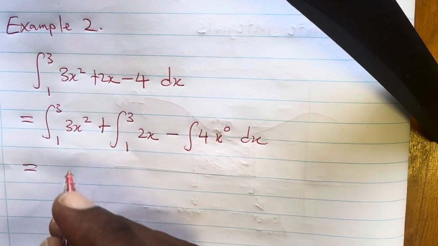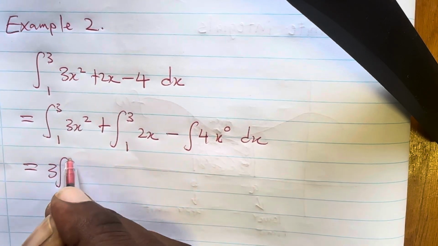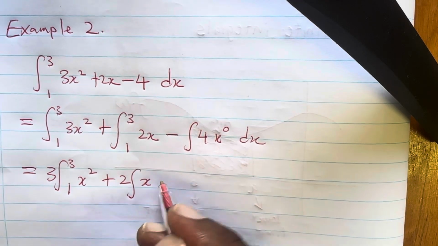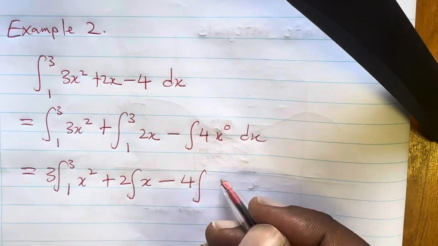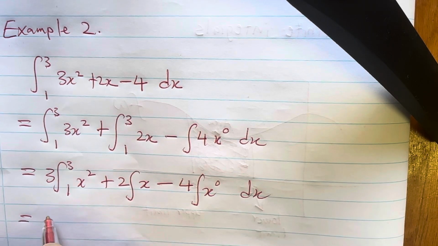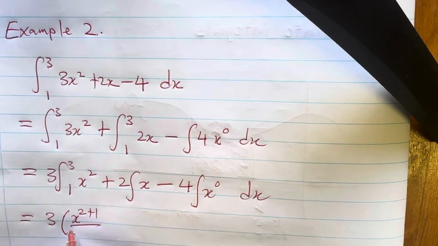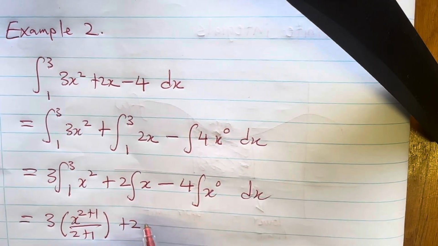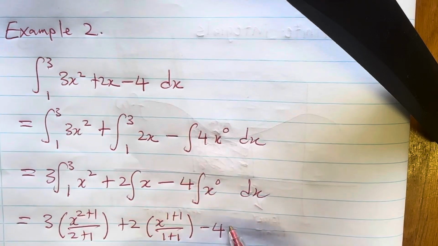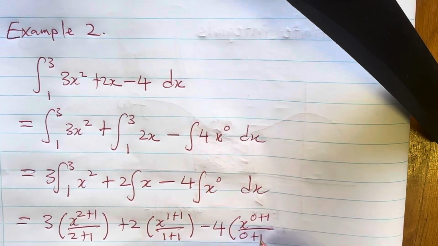Now we start integrating. First we take out the constants: 3 times the integral of x squared, plus 2 times the integral of x, minus 4 times the integral of x raised to exponent 0, dx. Integrating gives 3 times x raised to 2 plus 1 divided by 2 plus 1, plus 2 times x raised to 1 plus 1 divided by 1 plus 1, minus 4 times x raised to 0 plus 1 divided by 0 plus 1.